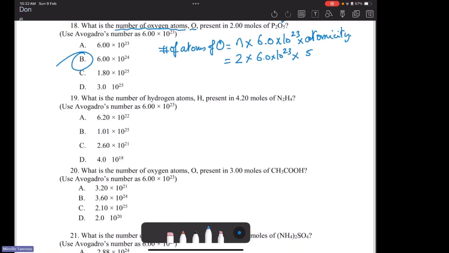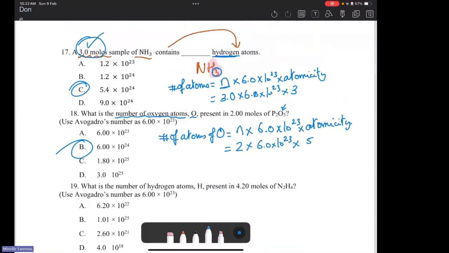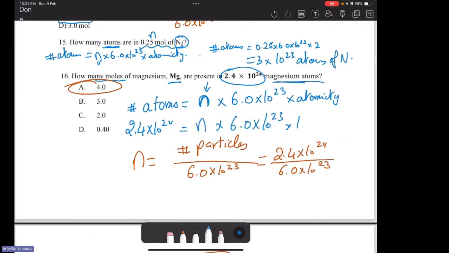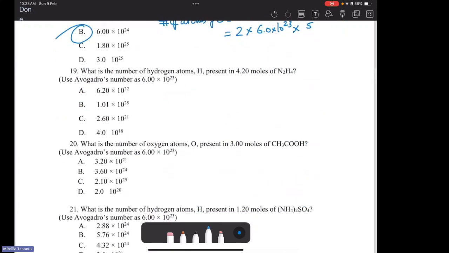So be careful whenever they ask for the number of atoms in a compound. Atoms in a compound. The other one was an atom in an atom. I still use the same formula, but I used atomicity to be 1. Here, atoms in a compound, atomicity 2. So I'm always using the same formula whenever I want to calculate the number of atoms.